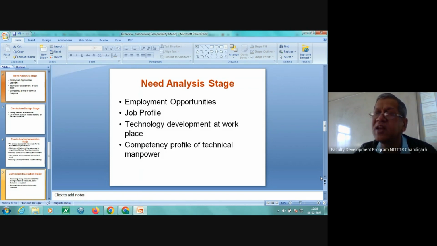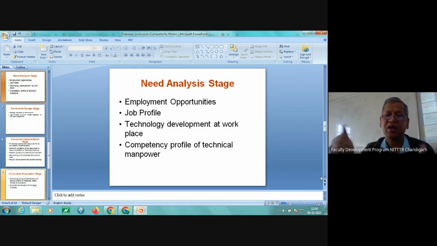You talk about digital electronics, analog electronics, and so many instruments nowadays which are being used. So I would like to be updated if I have to design the curriculum. At this need analysis stage, I would like to know what the latest technological advances in the area of ECE are, and I will make that part of the curriculum. I will make it part of the syllabus. So my friend, the need analysis stage is very, very important.